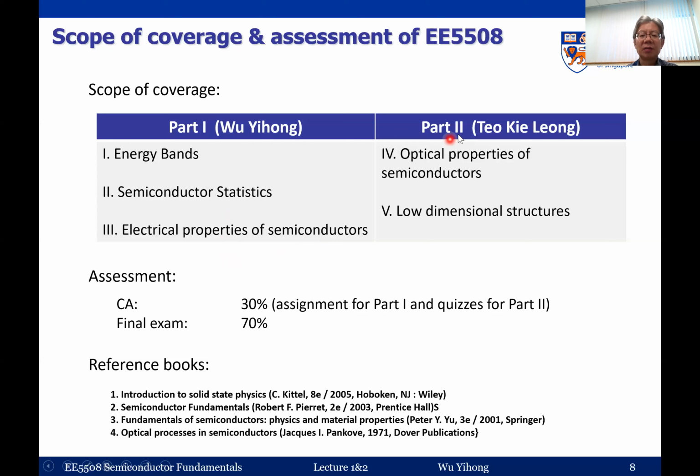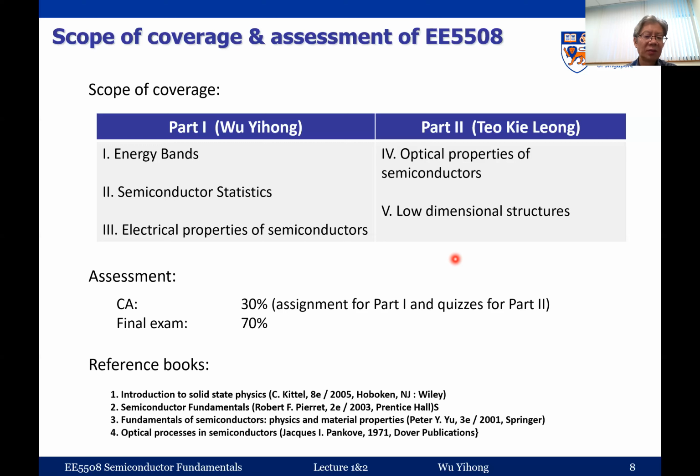And in the second part, Professor Tour will talk about the optical properties of semiconductors and also low-dimensional structures, right? Of course, each semiconductor will have different optical properties. What's important here is that when you form different types of low-dimensional structures, so basically quantum well, quantum wire, quantum box, you can change the optical properties of the semiconductors, right? So that you can make very efficient electronic devices, okay?